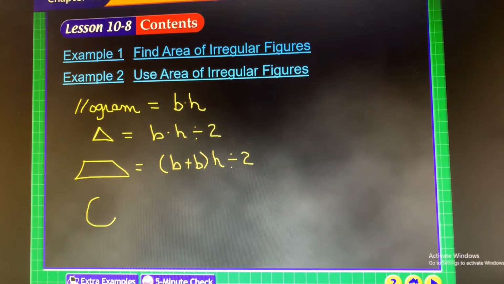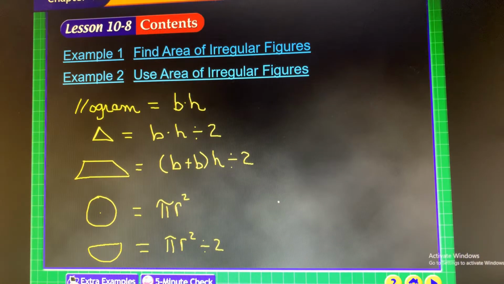If I'm talking about a circle and I want the area of a circle, remember that's pi r squared. If I'm talking about a semicircle, then I'm talking about pi r squared divided by 2. If I'm talking about a quarter of a circle, it's just going to be pi r squared divided by 4, right? Because it's a quarter.